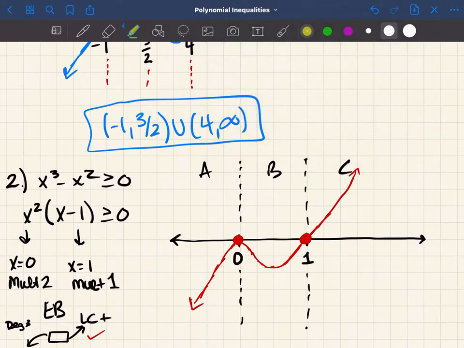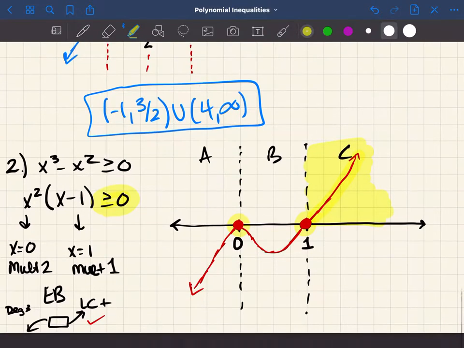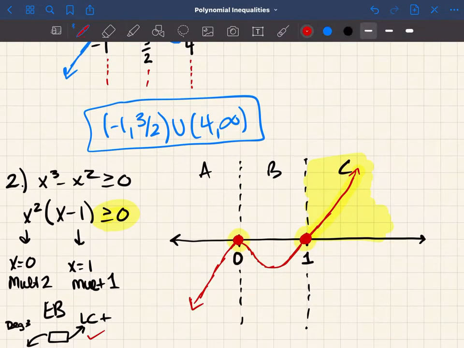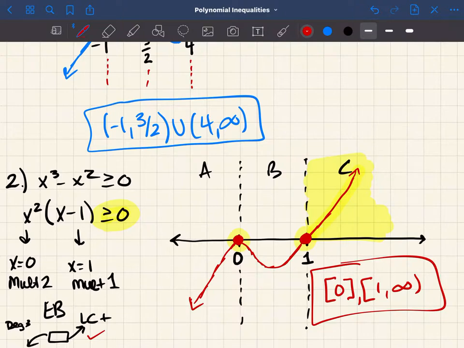All right, so now let's find our sections that match our inequality. We're looking for an inequality that is greater than or equal to 0. So we're equal to 0 here, we're equal to 0 here, and we're greater than 0 here. So all of section B will satisfy, along with our 2 zeros. So let's write out our final answer. We have an answer at 0, and then starting at 1, going to infinity.